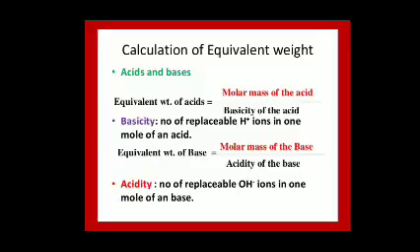Calculation of equivalent weight. What is equivalent weight? The weight of the substance that reacts with 1 gram of hydrogen is called the equivalent weight of the substance. The equivalent weight of a substance is calculated by the formulas given below for acids and bases.